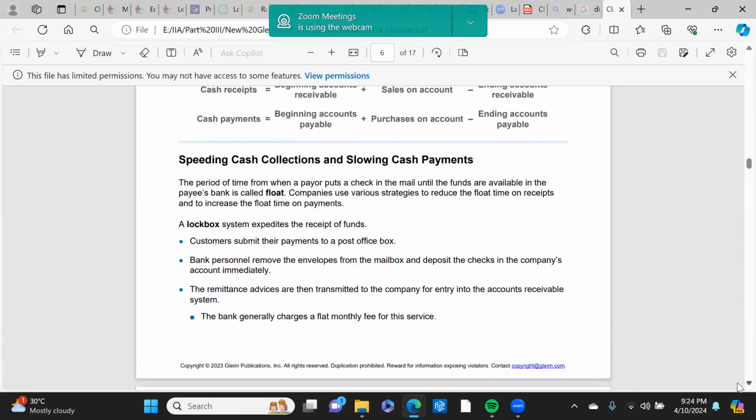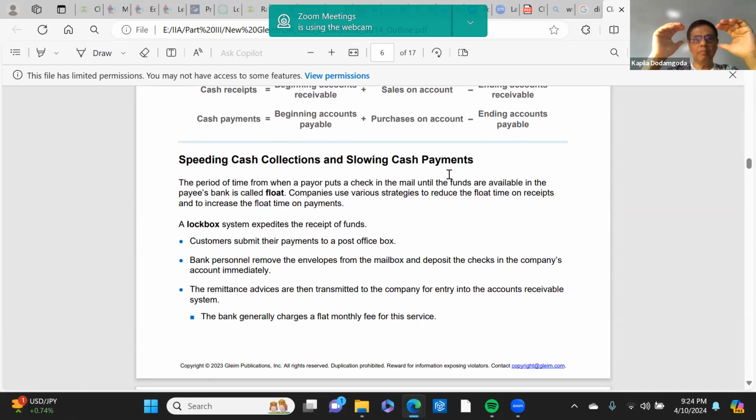Right. And speeding cash collections and slowing cash payments. So we looked at what is cash. Now here we are looking at from the company's point of view, cash management. That is how well we can meet the cash requirement. But to manage that, one thing that we may do is when there is a collection that is coming, we should be able to collect it as fast as possible. And if there is a payment, without damaging the reputation, the slowest we can make. So then that is the best that we can do in terms of cash management, speeding the cash collections and slowing the cash payments.